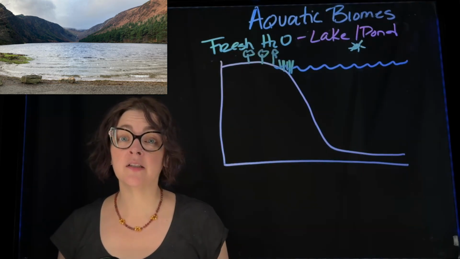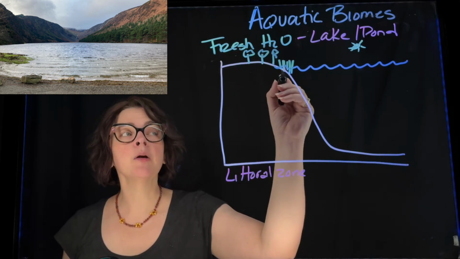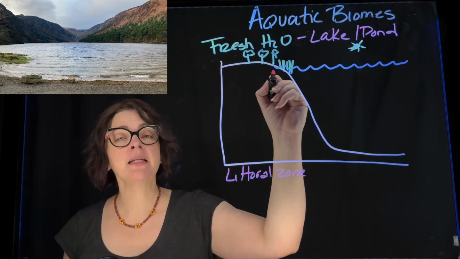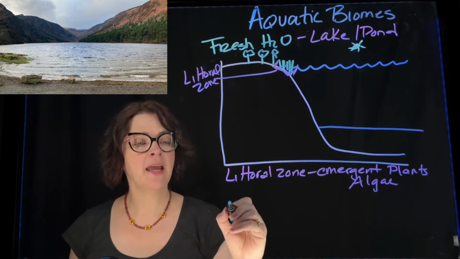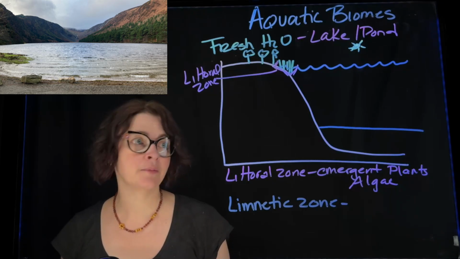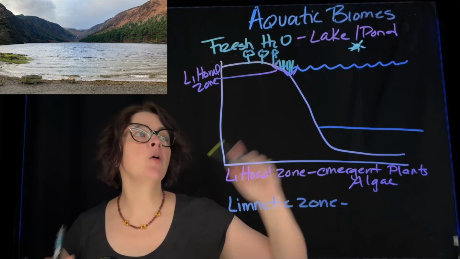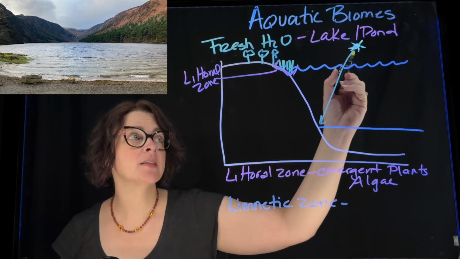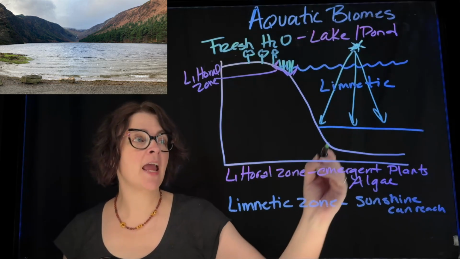The first zone we're going to look at is the littoral zone. The littoral zone is categorized by emerging plants and algae. This is the edge of the pond that meets the land. This area here is the littoral zone. Then we have the limnetic zone. This is the area that has sunshine reaching. So it is open water where the sunshine can reach. In deeper lakes and ponds, you might have a profundal zone.